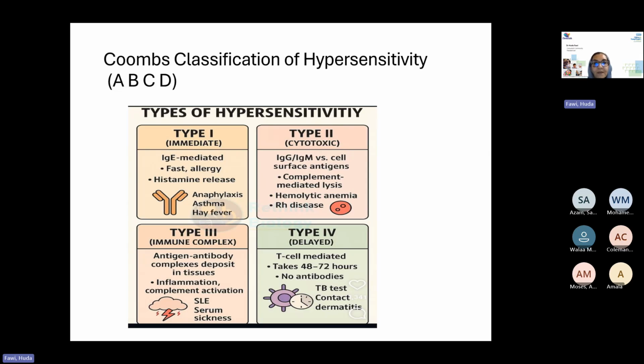Type 2, which is the B, which is antibodies, so antibody-related hemolytic anemia and rhesus disease. Type 3 is a component, so complex deposits in tissues, complement activation, so SLE, serum sickness, etc. And type 4, which is a delayed reaction, so you've got T cell mediated reaction, contact dermatitis, eczema can present in type 4. So allergy is a type 1 IgE-mediated reaction due to histamine release.